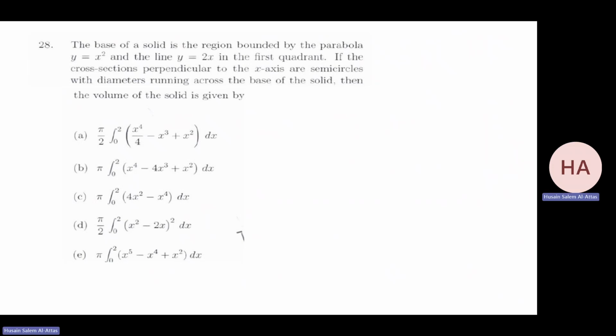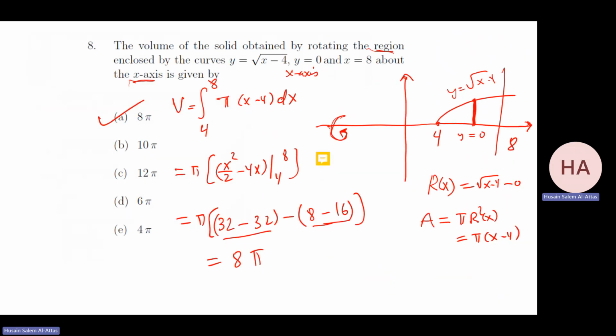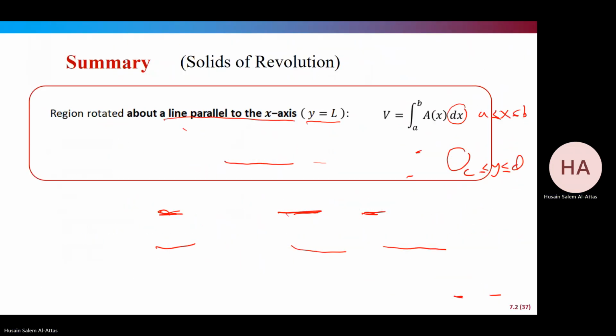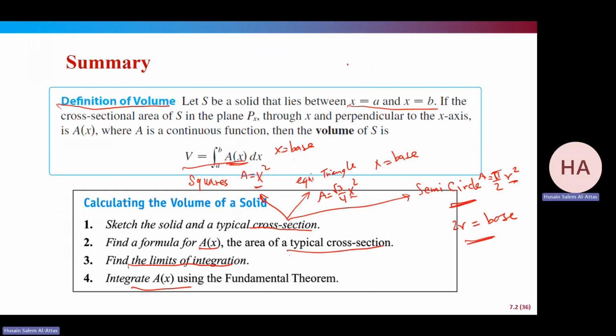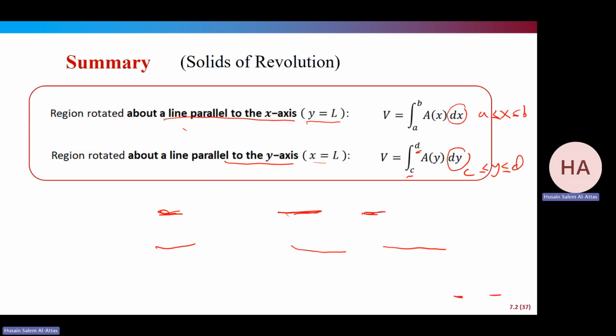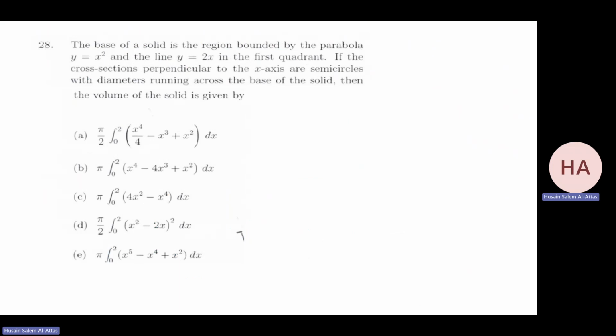Now I have something where the cross section is a semicircle. So I'm talking about these cases, and especially the semicircle. Let me graph the region.